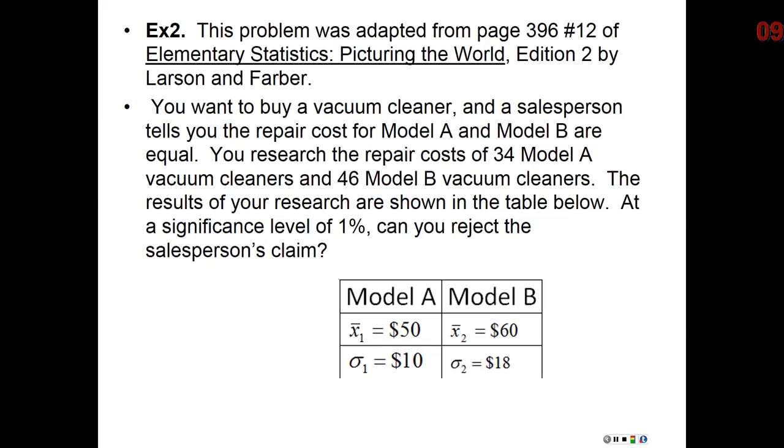Okay, let's get our information. What is your null hypothesis? Remember, the null always has to have that equal sign on it. What are they saying here? What is your salesperson saying? Exactly. That mean 1 and mean 2 are equal to each other. Okay? Model A and Model B are equal to each other. So that's what they're saying.